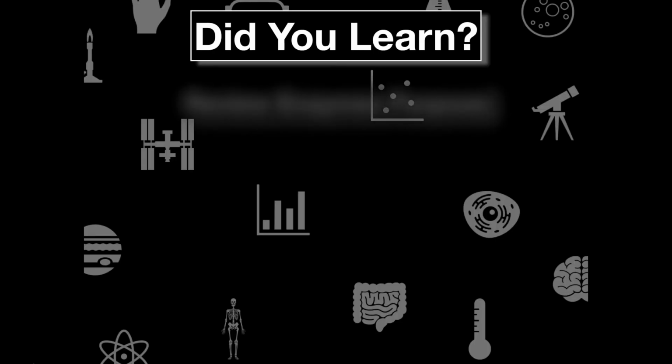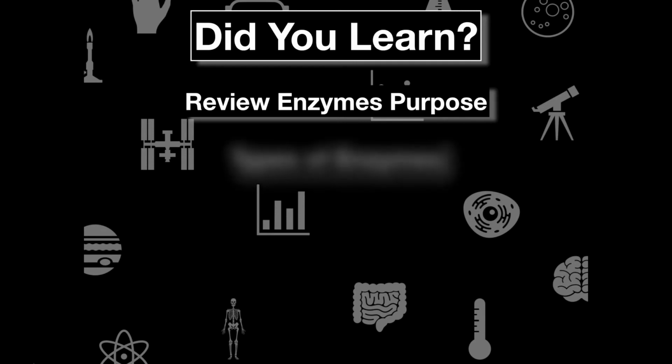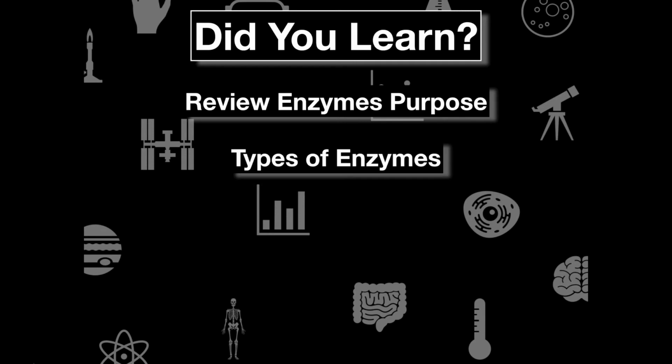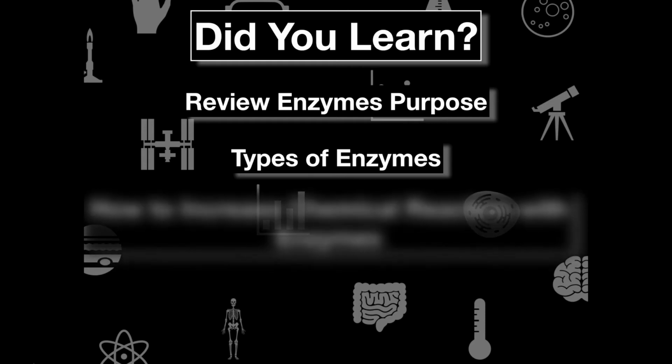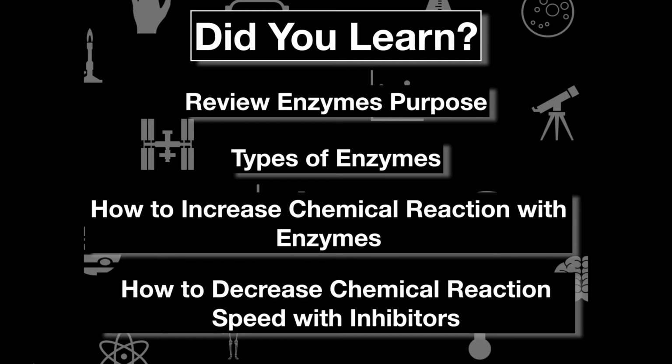So did you guys learn? Did you review enzymes' purpose here and really comprehensively try to understand the big picture? Did you think about the two types of enzymes that build and synthesize things, and then enzymes that break them apart? Did you figure out how to increase chemical reactions with enzymes? And do we understand how inhibitors play a role in decreasing chemical reaction speed if needed in the human body?